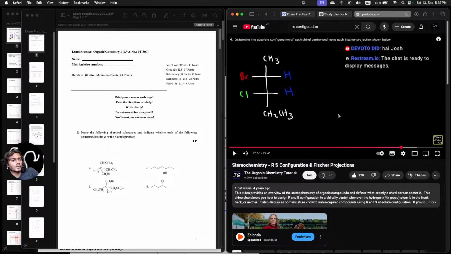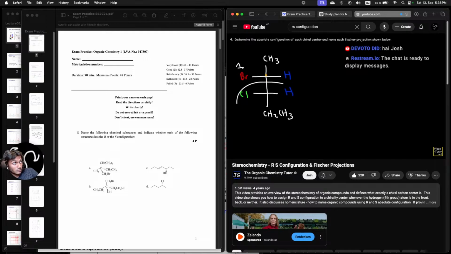Now that's interesting because bromine and hydrogen are on the top. So I don't think there will be changes in configuration. We'll see. So let's start with this one. Bromine is going to be group number 1. This group with the chlorine atom, we know that's going to be 2. Methyl is 3, H is 4. So going from 1 to 2 to 3, ignoring 4, this is going in the counterclockwise direction, so that's S. But H is in the front, so we need to reverse it.